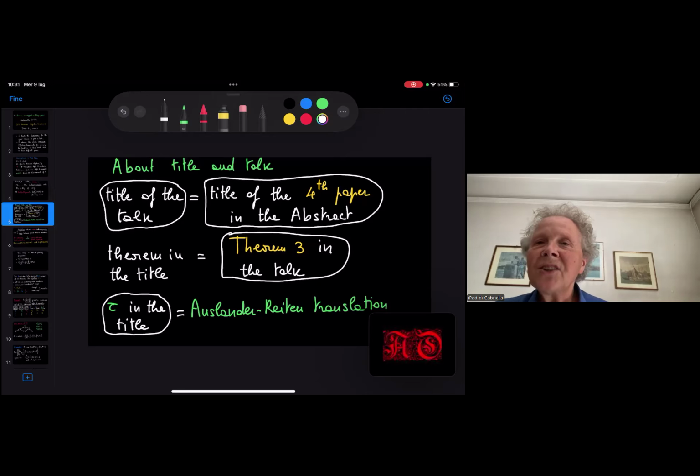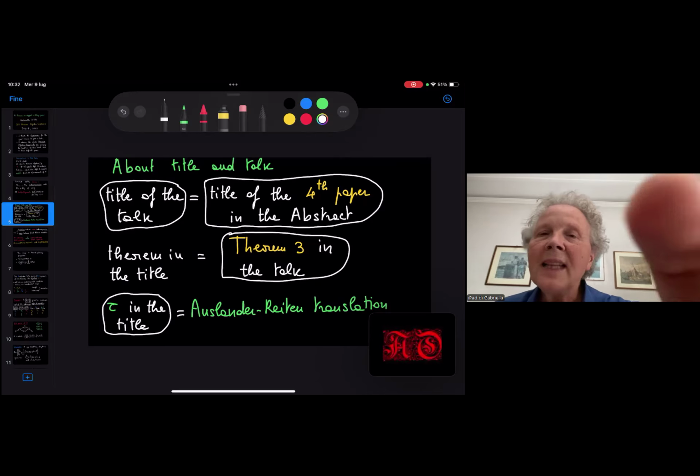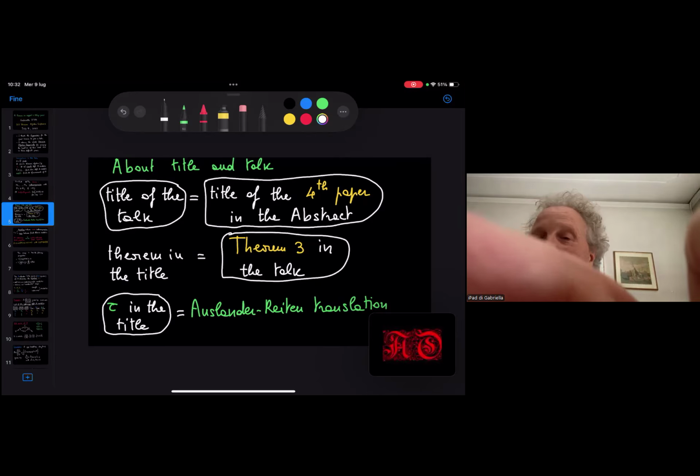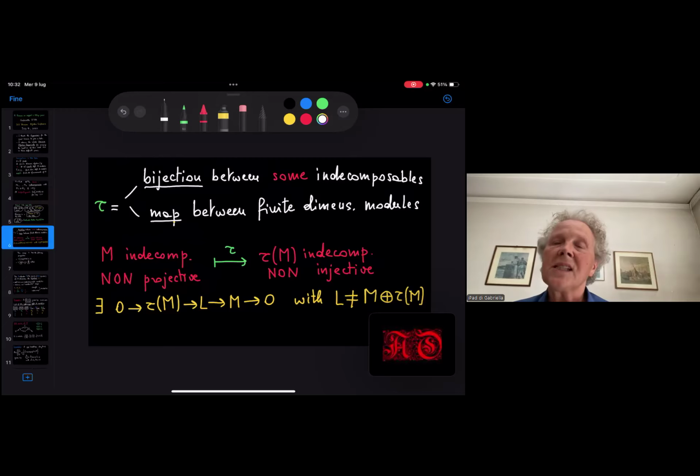About the title and the talk, the title of my talk is the title of the last paper, paper number 4 in the abstract. This paper is available on the arXiv. And the theorem in the title will be Theorem 3 in my talk. I'll explain the meaning of the tau in the title. Tau is the Auslander-Reiten translation, and the Auslander-Reiten translation tau usually denotes two things.